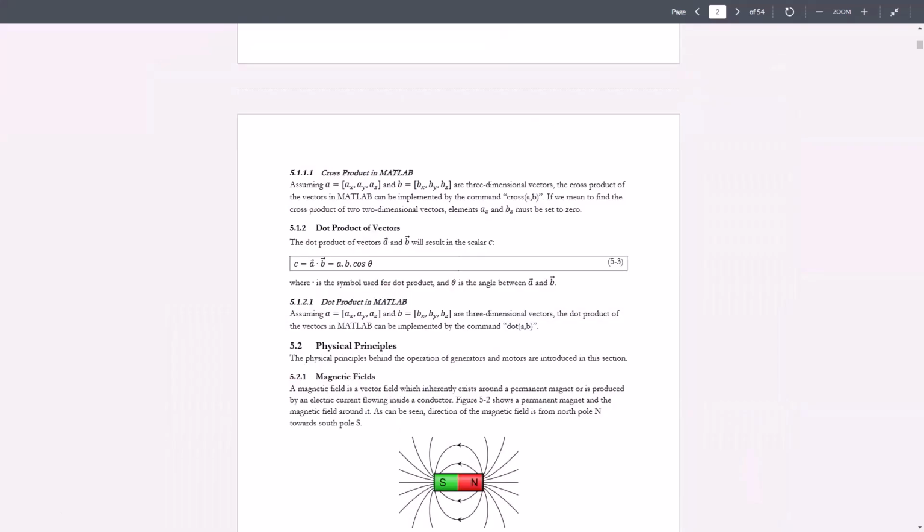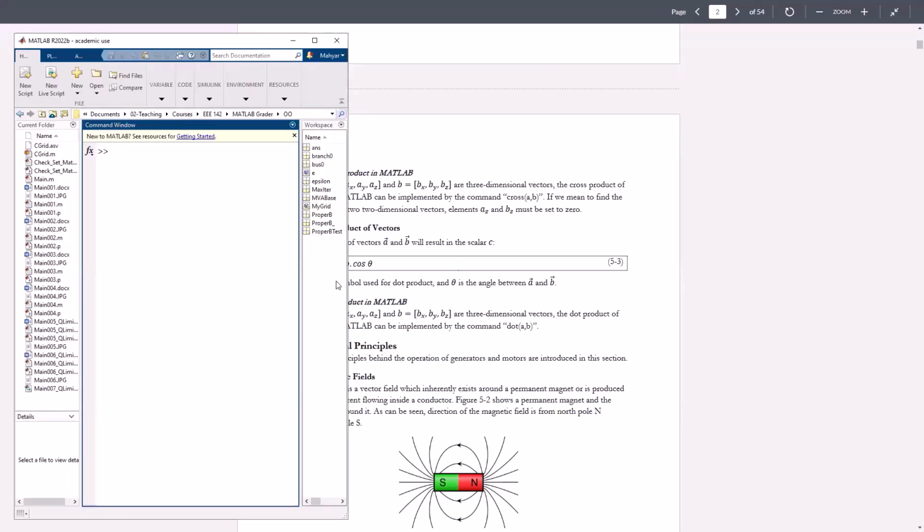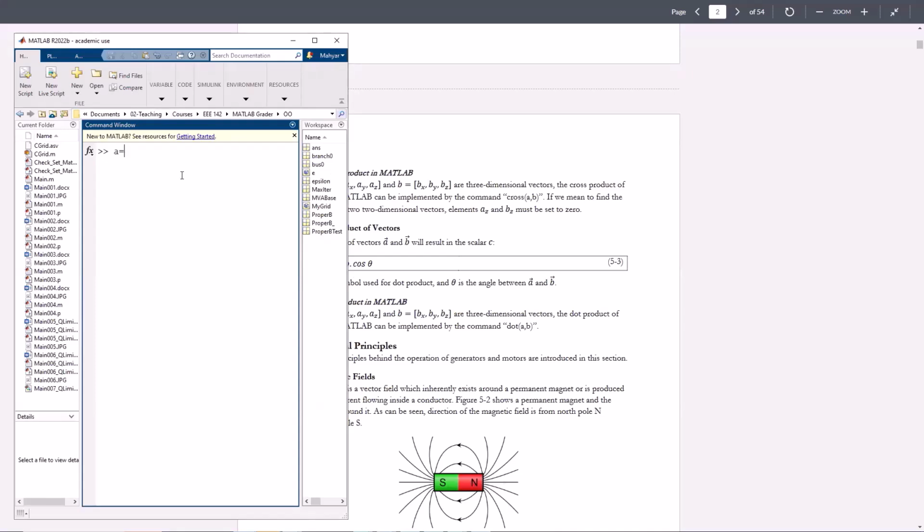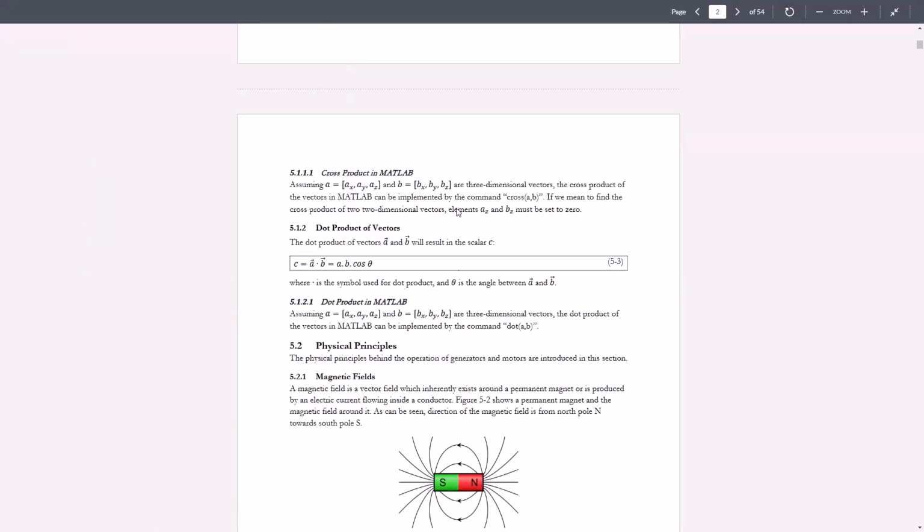And now let's go to MATLAB. How do you do that in MATLAB? I'm bringing the MATLAB screen here. If you have A equal to, for example, minus 1, 2, 3, and then B, let's say, is 6, minus 5, minus 8. So these are your two vectors. And then if you want to get the cross product of these two, you can use cross(A, B) as a command.